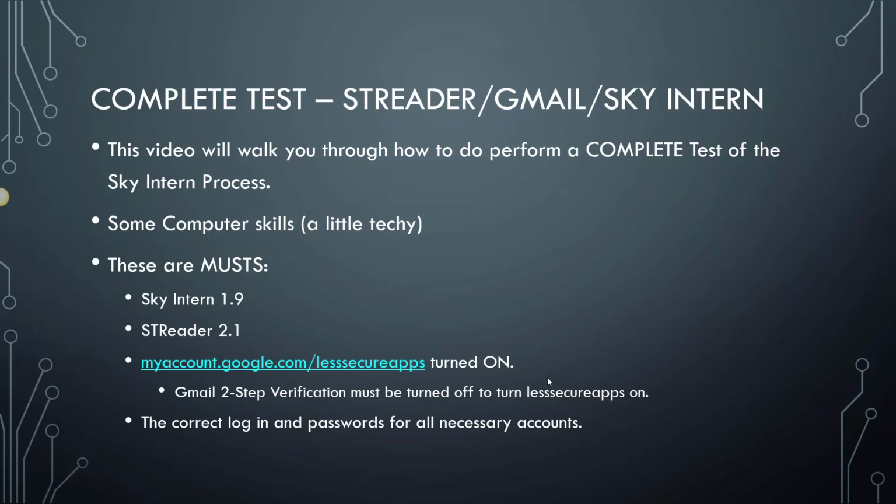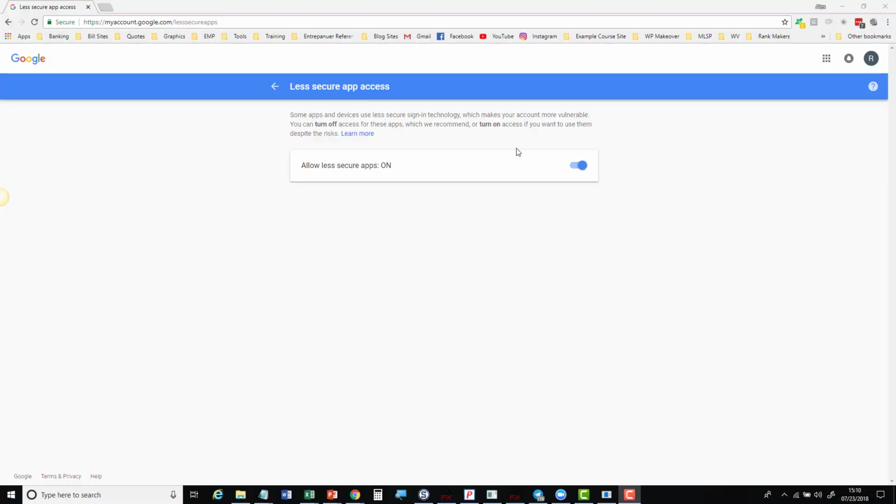The next must is you must go to myaccount.google.com, lesser secure apps, and turn it on. Here's what this looks like. Okay, you just got to make sure that you are logged in right here to the correct email account, to where your trade signals are going to, and from where Sky Intern is reading those trade signals from. Make sure that you're logged into the correct account, and all you do is toggle this on.